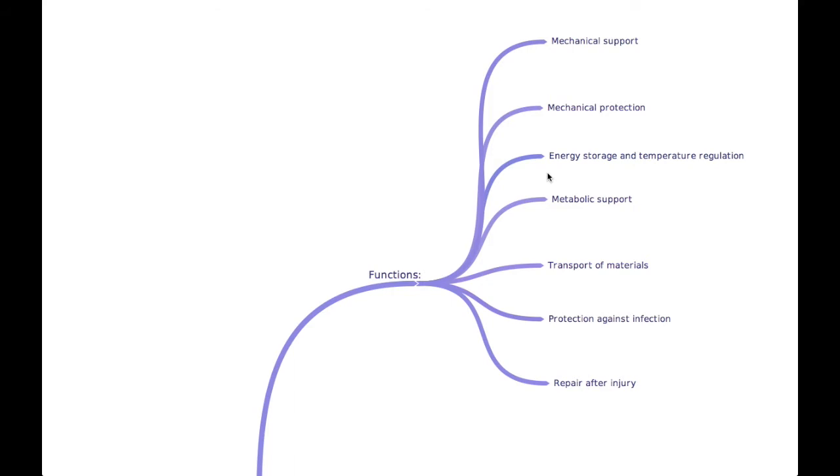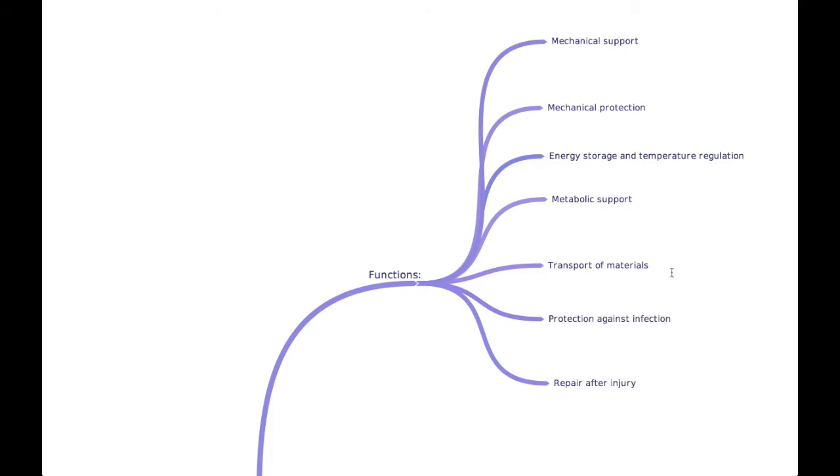It provides mechanical protection, so whether that's bony protection from our rib cage or something like that, but also it provides cushioning with fat pads. And fat is used as an energy storage, but since it's insulating, it provides temperature regulation as well. It can provide metabolic support because all of the different metabolites in our body have to pass through our blood. So that means that it's inherently tied to metabolic support.